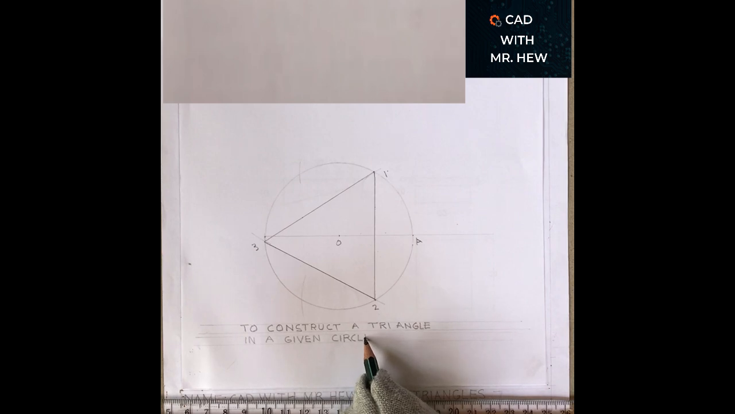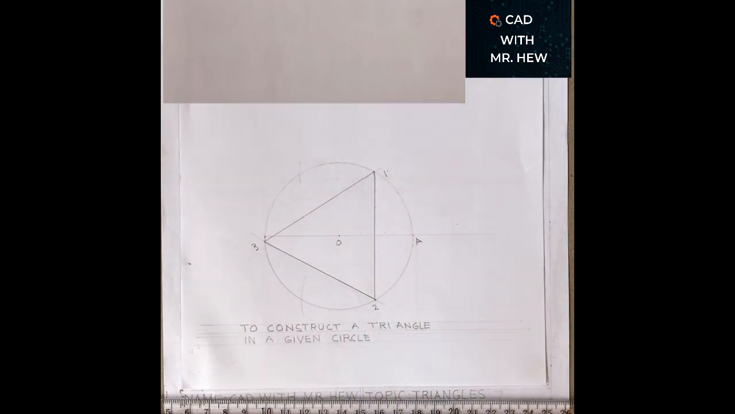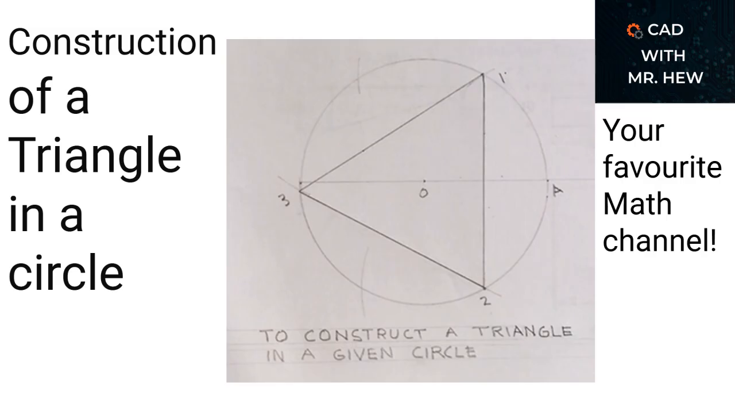So good job if you followed along. We have come to the end of today's video. In today's video, we looked at the construction of a triangle in a circle. In the next video, we'll be looking at centroids. So we'll be given a triangle and we'll be applying the centroid principles to the triangle.